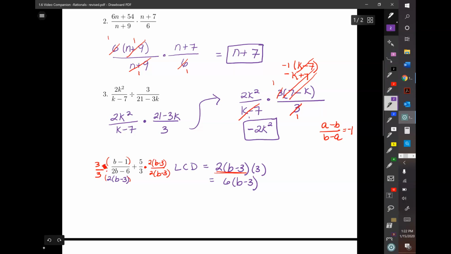Now I can distribute this 3 to the b minus 1. So I end up with 3b minus 3 divided by 2b minus 3, plus the 5 times 2 times quantity b minus 3 gives me 10b minus 30, and then I have 2b minus 3 in the denominator.